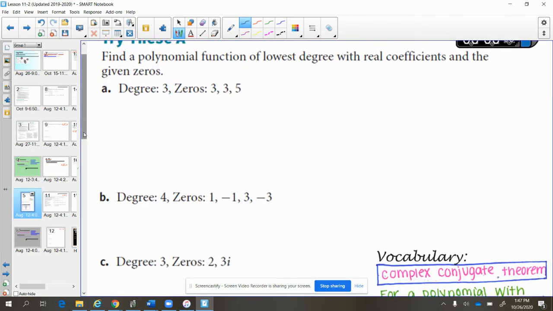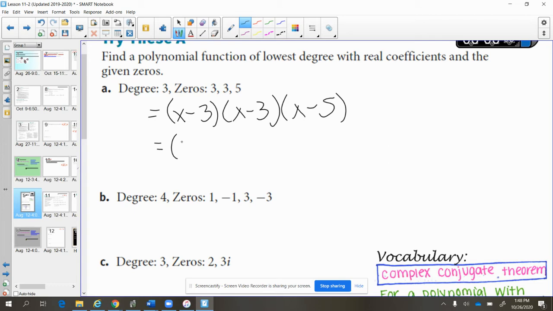Now in the try these A section, when we talk about writing a polynomial of lowest degree, we want to look at the degree of the function and then our given zeros. So we know that the factored form here, if we write these zeros in factored form, we would have something like this, which we officially could condense a little bit further since we have that x minus 3 quantity squared because we've got that multiplicity of 2. This would work as a polynomial function of degree 3 with those zeros, right?